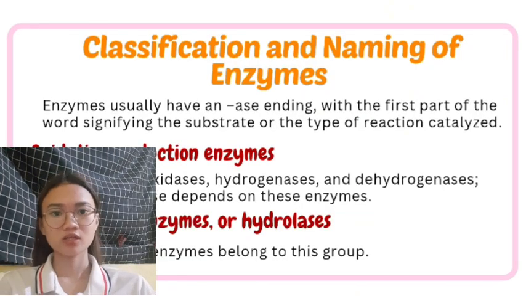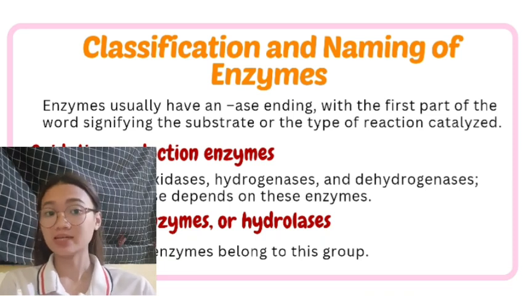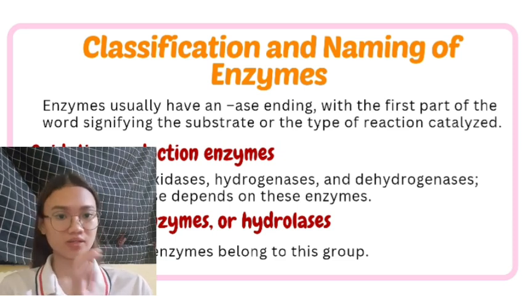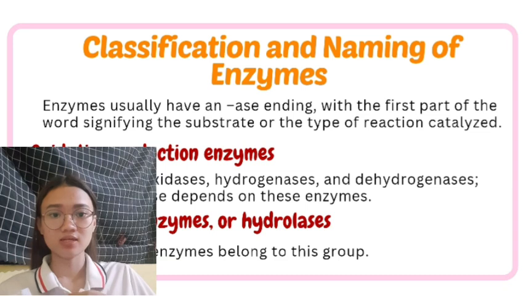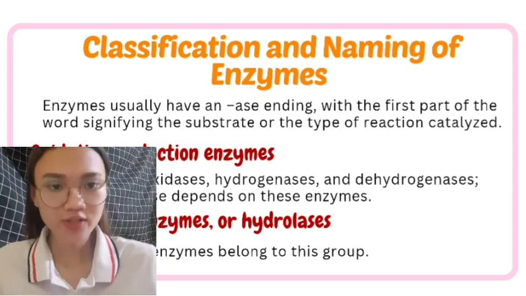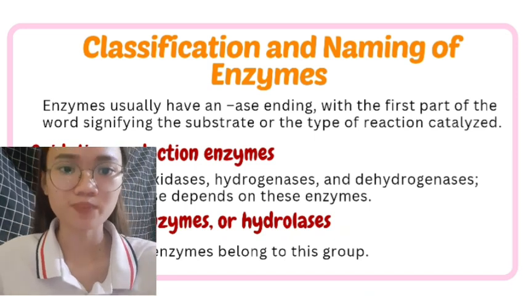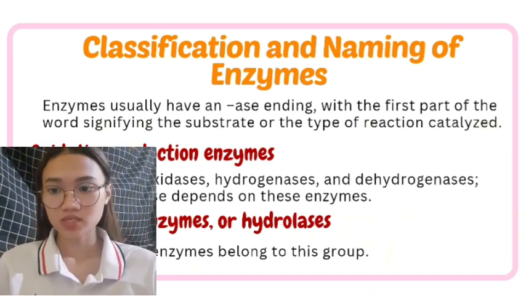So, classification and naming of enzyme. Enzymes usually have an ASE or ACE ending, with the first part of the word signifying the substrate or the type of reaction catalyzed. So, we have the oxidation reduction enzymes, also known as oxidases or hydrogenases, and the hydrogenase energy release depends on this enzyme.